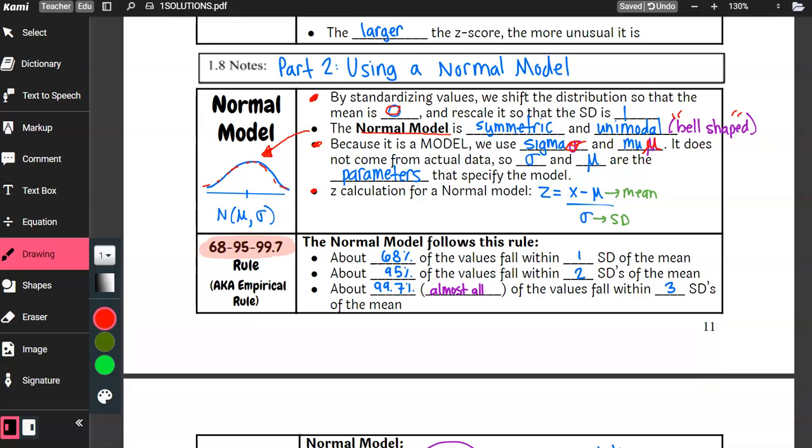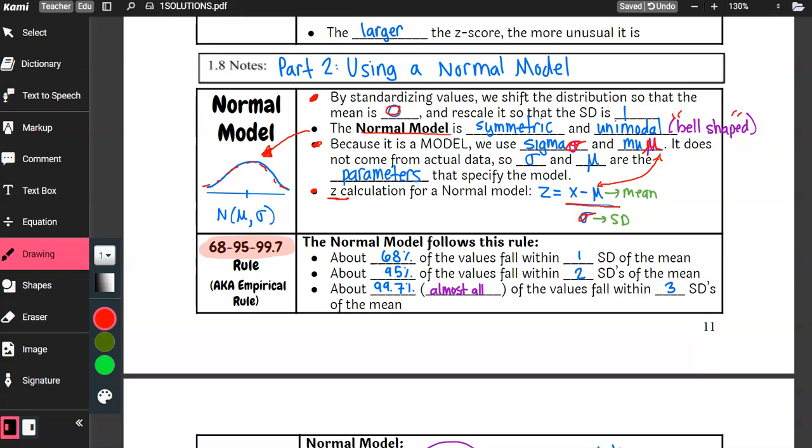The z calculations. So we're going to learn how to do z calculations for a normal model. Z is equal to x minus the mean, so the mu. We're going to represent mean with the letter mu, with the notation here, divided by the standard deviation.